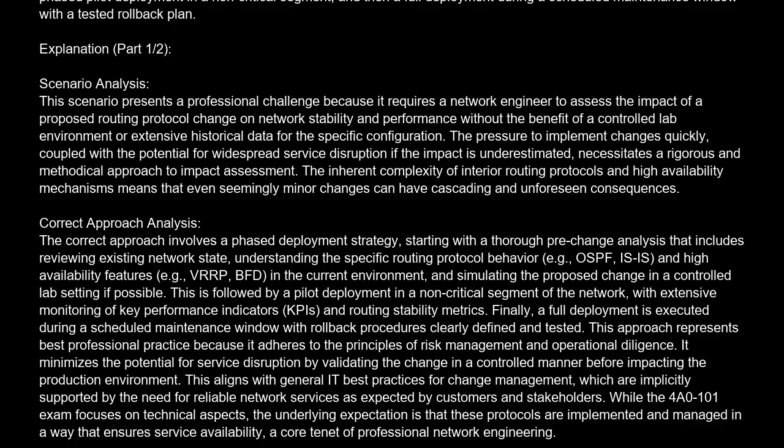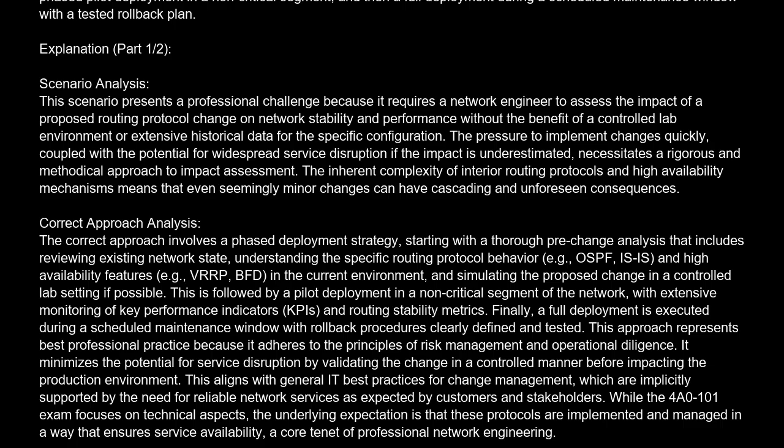This approach represents best professional practice because it adheres to the principles of risk management and operational diligence. It minimizes the potential for service disruption by validating the change in a controlled manner before impacting the production environment. This aligns with general IT best practices for change management, which are implicitly supported by the need for reliable network services as expected by customers and stakeholders. While the 4A0-101 exam focuses on technical aspects, the underlying expectation is that these protocols are implemented and managed in a way that ensures service availability, a core tenet of professional network engineering.